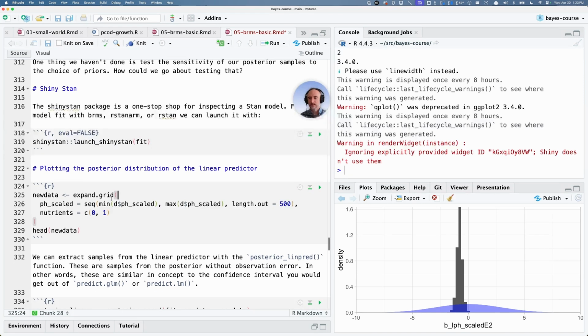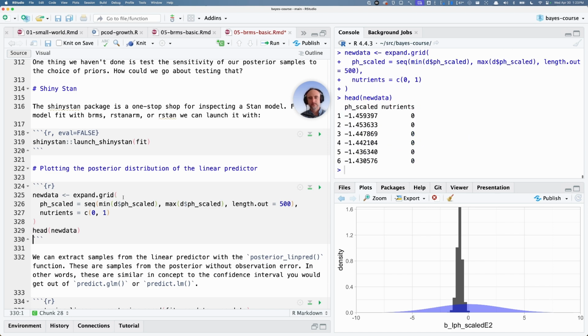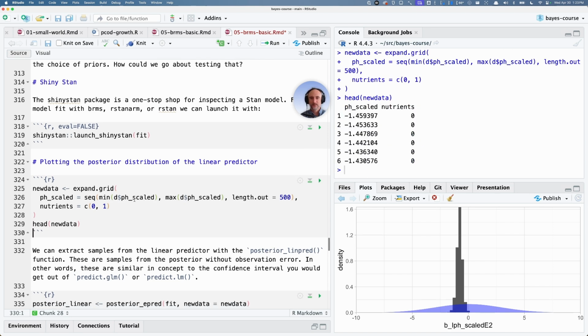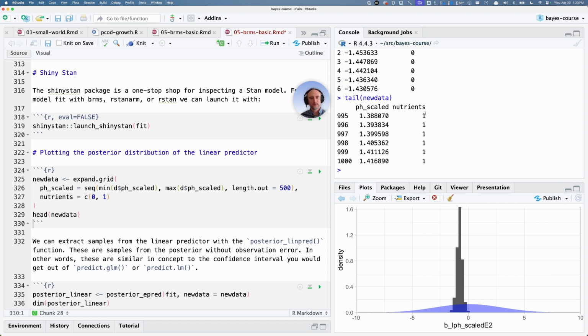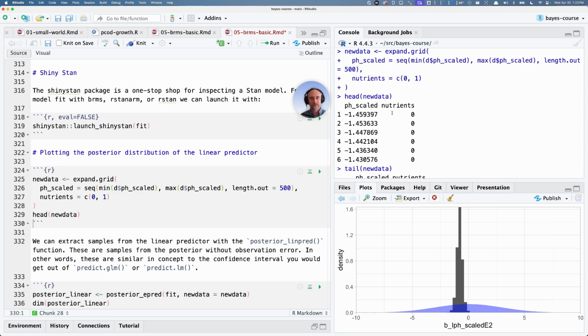Now we're going to look at various ways of plotting the predictions from our model. To do that, first I'm going to create a new data frame that I'm going to predict with, across a sequence of pH scaled values that go all the way from the minimum to the maximum value. 500, this could be 300 or whatever, but a big enough number that we have a smooth curve, and then 2 levels of nutrients. The expand.grid function just creates all combinations of the things that I give it in a data frame. So if we look at the tail of new data, we have nutrients of 1. It starts off with nutrients of 0.